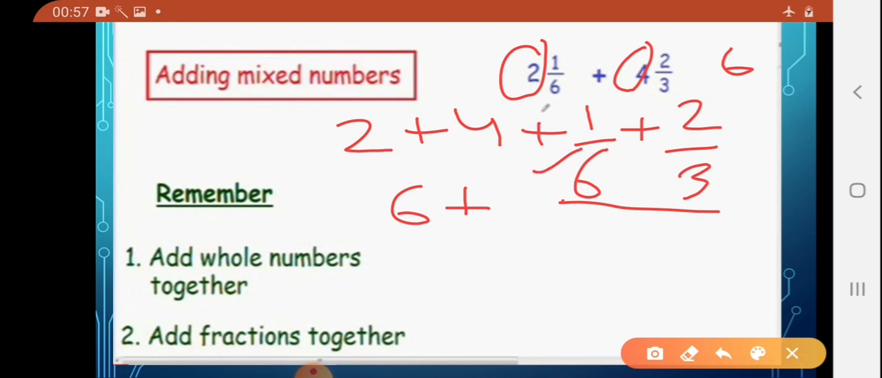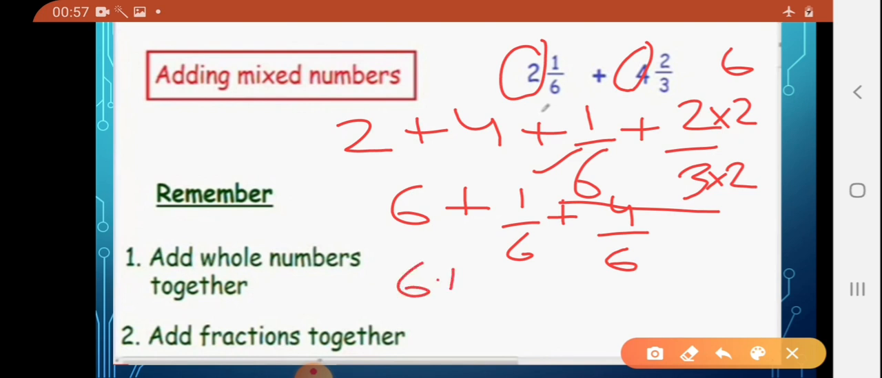Here this fraction can be multiplied by 2, so upward also it will be multiplied by 2. So what will come? 1 upon 6 plus 4 upon 6. Now 1 plus 4, 5 upon 6. The answer will come 6 whole 5 upon 6.